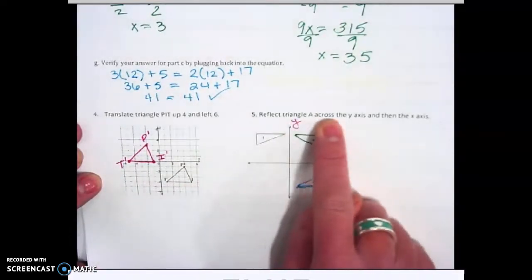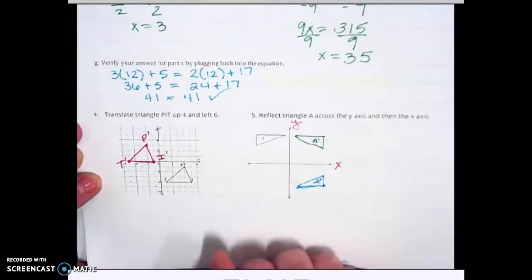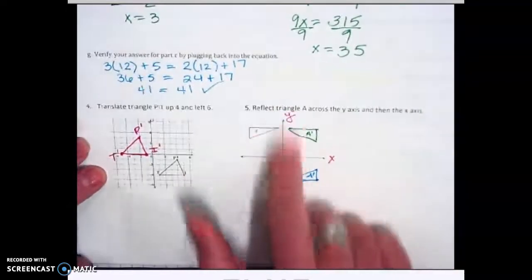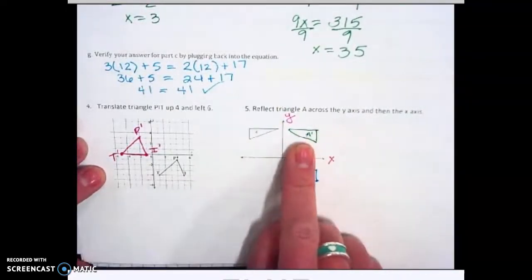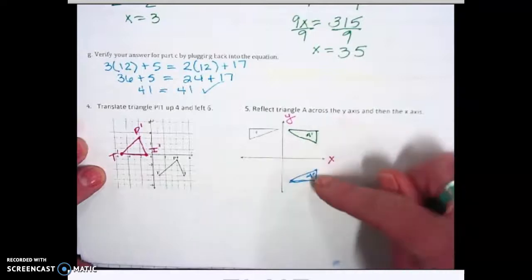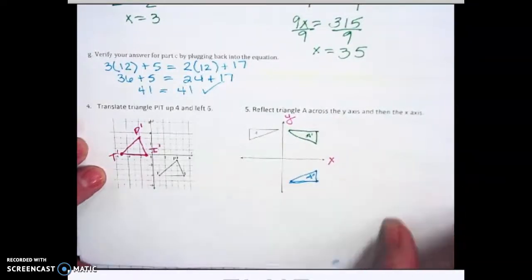Question number 5, reflect the triangle across the y-axis and then across the x-axis. So here's your y-axis. I reflected it over here, called the triangle A prime. Then I reflected it across the x-axis down here, and that would be A double prime.